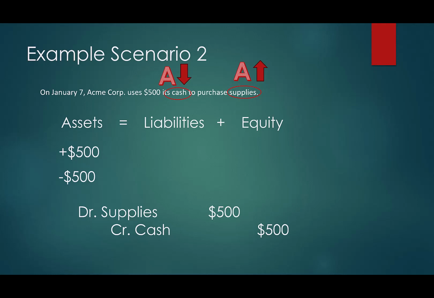One last point that's very important is just like we need to make sure that for each transaction, our assets equal liabilities plus equity, we also need to make sure that our debits equal our credits. So as you saw in the last two examples, our debits were equal to our credits, which tells us this transaction is good to go.